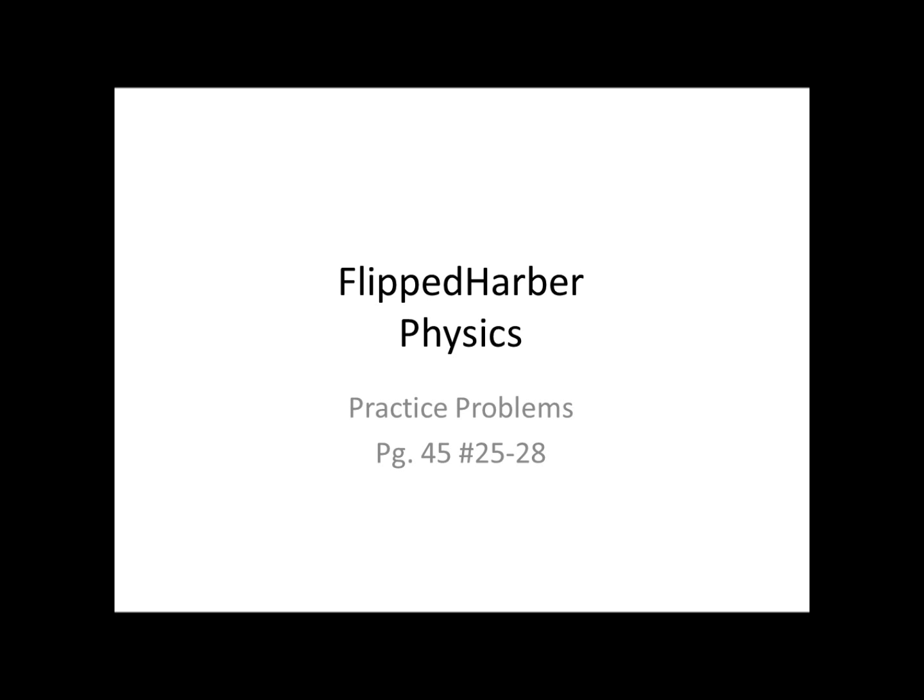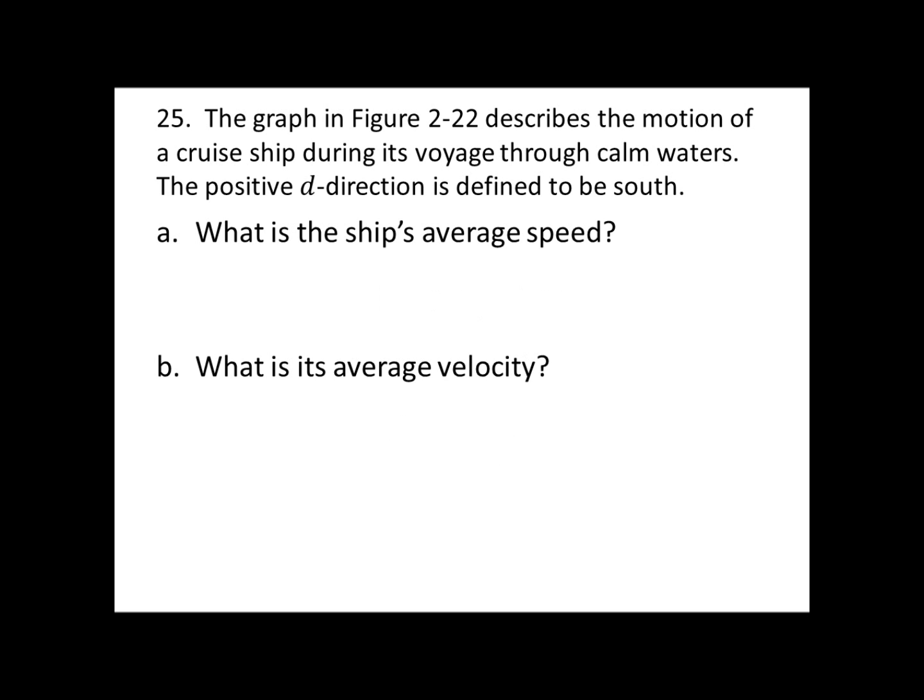In this video, we'll be going over the practice problems, page 48, numbers 25 through 28. In number 25, it says the graph in figure 222 describes the motion of a cruise ship during its voyage through calm waters. The positive D direction is defined to be south. We're asked to determine what is the ship's average speed and what is its average velocity.